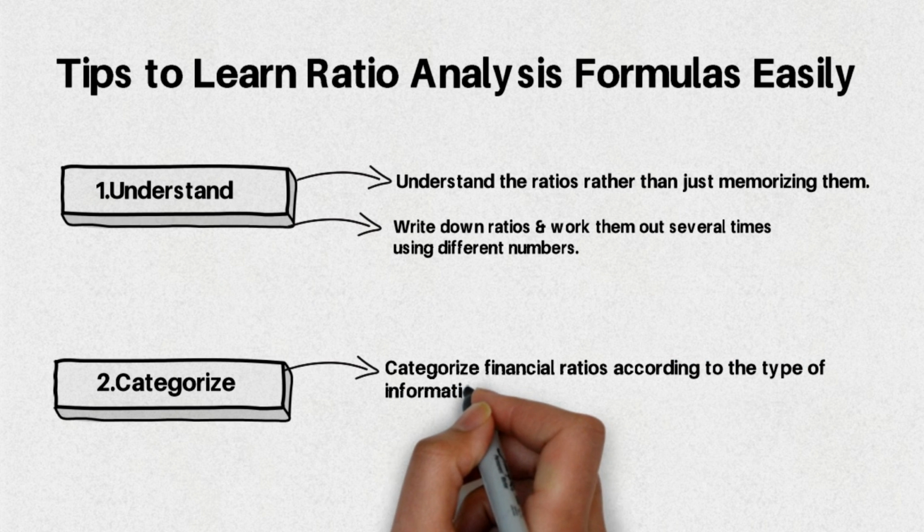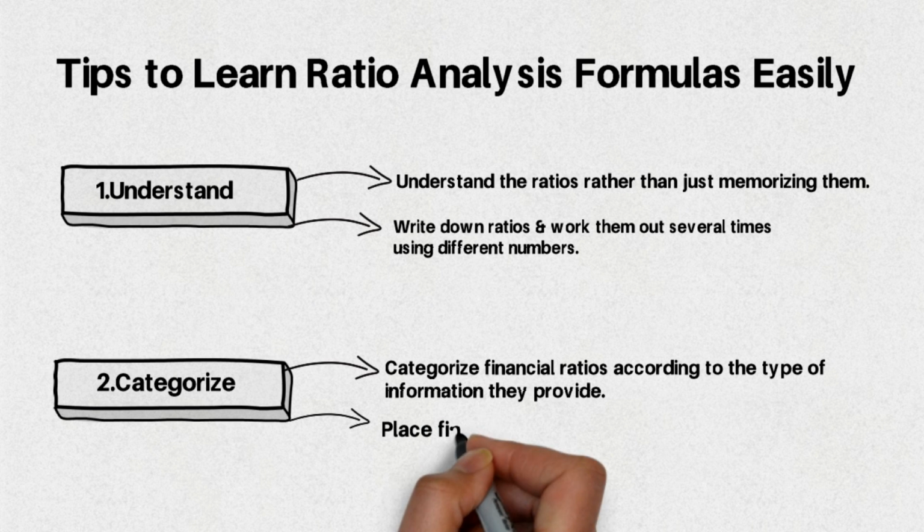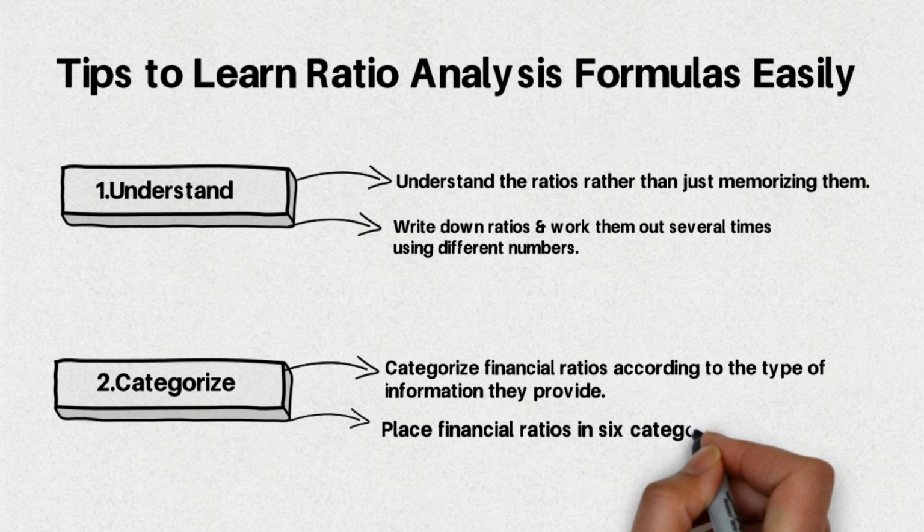The second tip is to categorize each set of financial ratios according to the type of information it provides. Market valuation, liquidity, profitability, efficiency, coverage, and leverage are 6 categories in which you can place the most financial ratios.